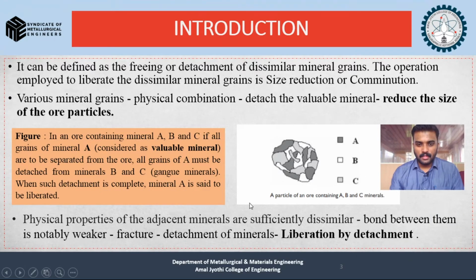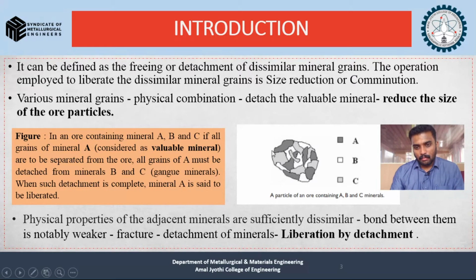In liberation, we have an operation called liberation by detachment. What does that term mean? It is when the physical properties of the adjacent minerals are significantly dissimilar. You can see from this ore that we can distinctly differentiate A, B and C. So the bond between them is weak. We use this factor in order to disintegrate the particle.